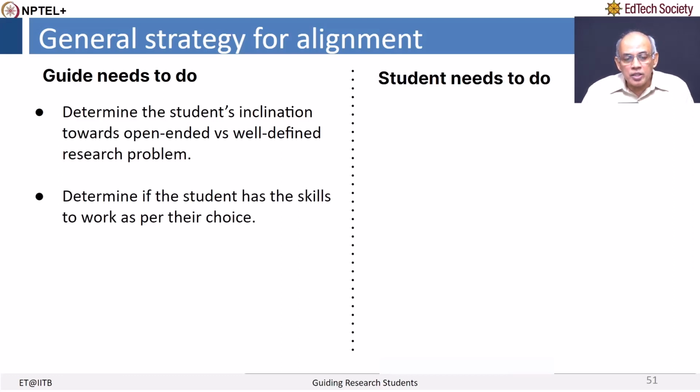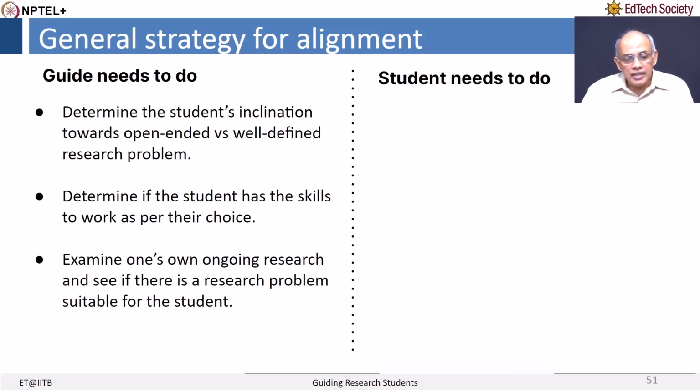Then the guide has to determine if the student has the skills to work as per their choice. Sometimes the student may have a preference but may not have the skills, or it may be too hard for the student to develop those skills within the time frame of a PhD. So once again the guide has to counsel the student and make them understand that they need to change their position to some extent. Then the guide can examine one's own ongoing research and see if there is a research problem suitable for the student. Okay, so the strategy here is not to look purely at one's own research area, but to look at the student and then look at one's research area to see whether there can be a fit.